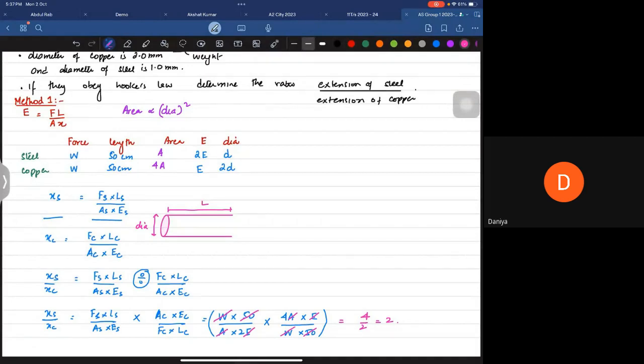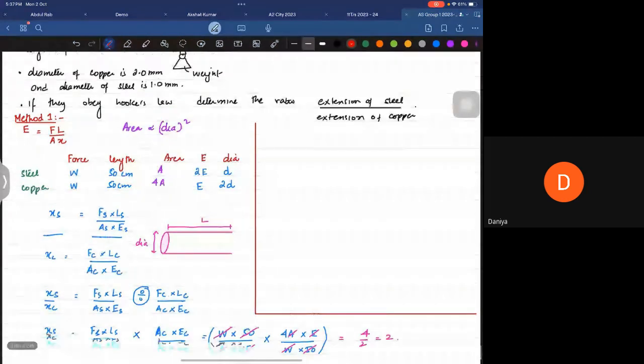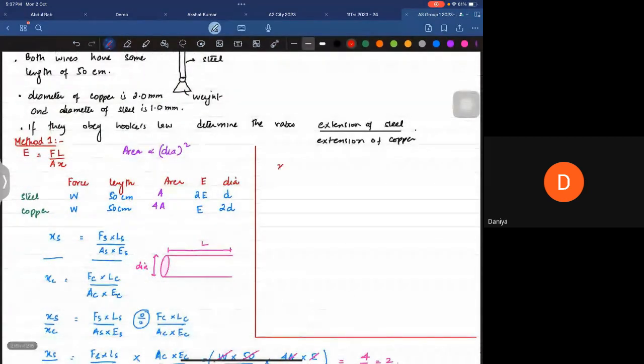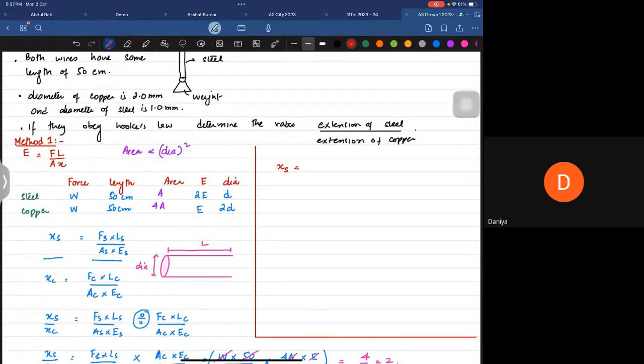Yes. Thank you. Now we're going to move to the other method, which is sort of quicker, but it also has a high chance of getting it wrong. For example, if you look at this, what do we need? We know the formula of extension of steel is force of steel, length of steel, and area of steel, and Young modulus of steel. You guys agree? Yes. Okay.